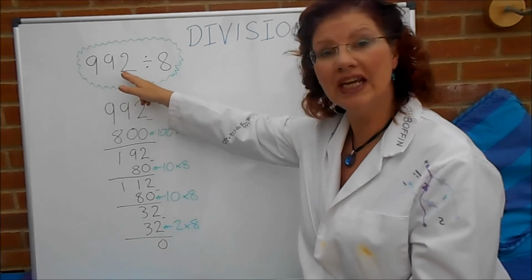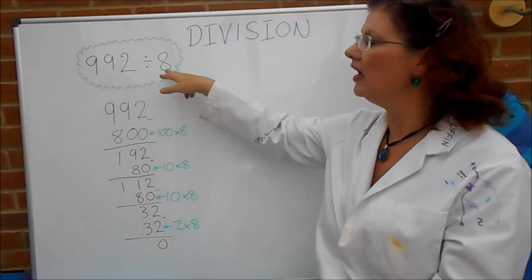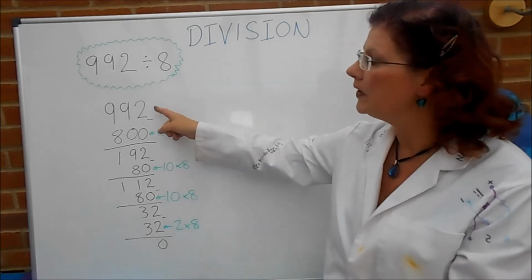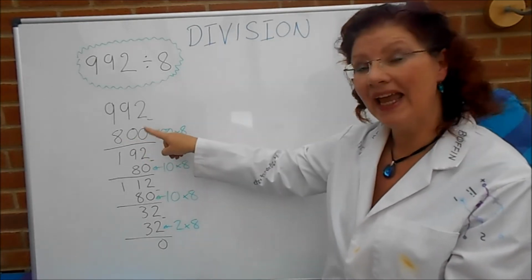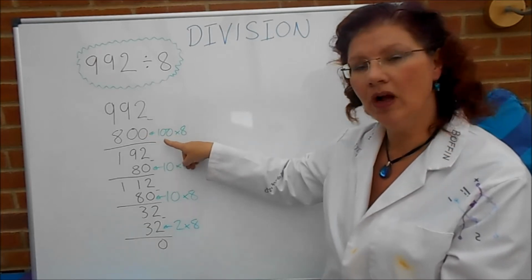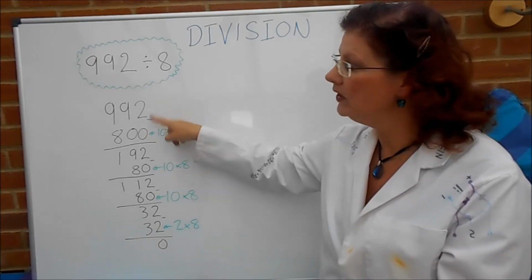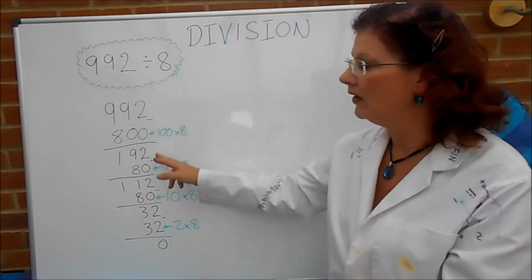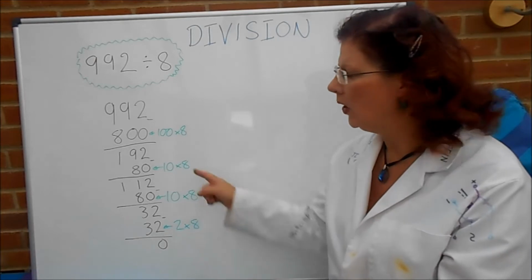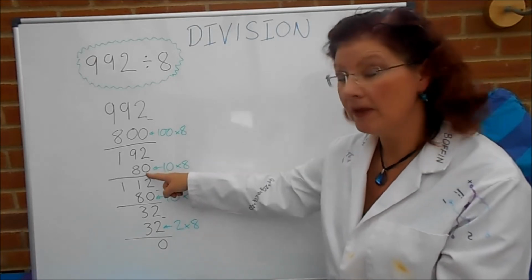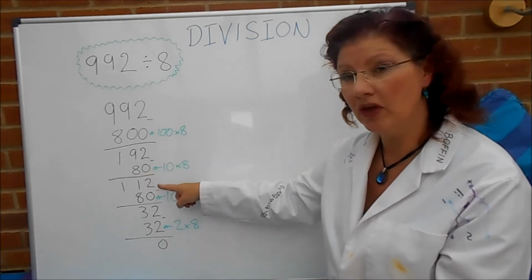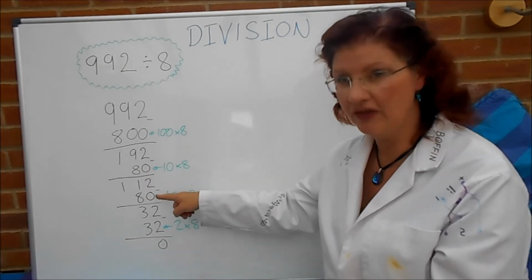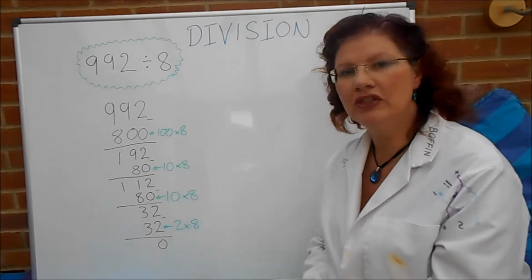Imagine you had 992 cakes which need dividing up into boxes of 8, and you need to know how many boxes you've got. Well, for starters, you could pack 800 cupcakes into 100 boxes of 8. So when you've done that, you've dealt with 800 of the cakes and you're left with 192. From that 192, we could pack 10 boxes, that's 80 cakes, leaves us with 112. From there, we can pack another 10 boxes, that's another 80 cakes, and that leaves us with 32 cakes.